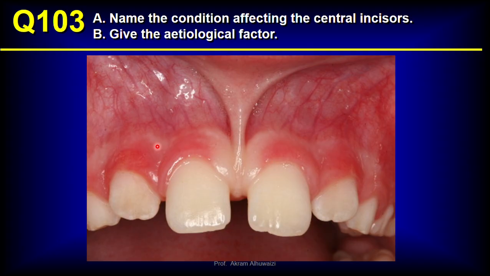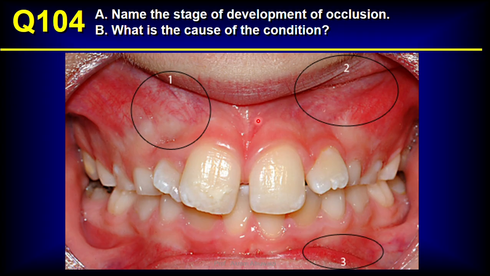Name the condition affecting the central incisors. It's a median diastema, and the etiological factor is a thick frenum. Name the stage of development of occlusion. It's the ugly duckling stage, and the cause of the condition is the erupting canines pushing the roots of the incisors away.